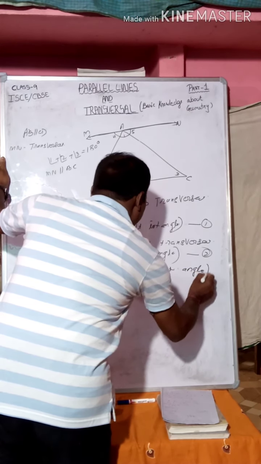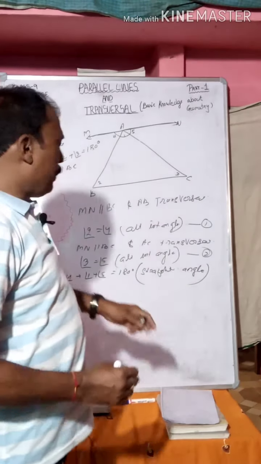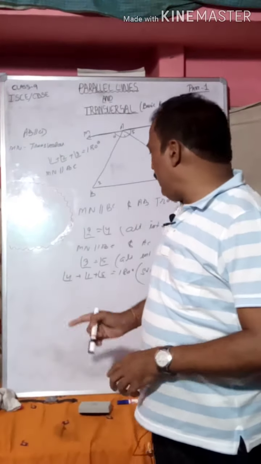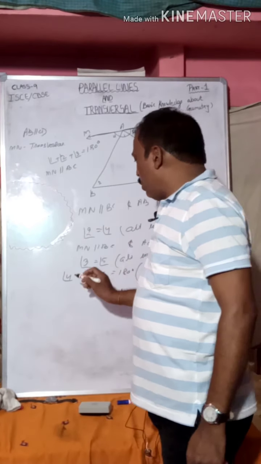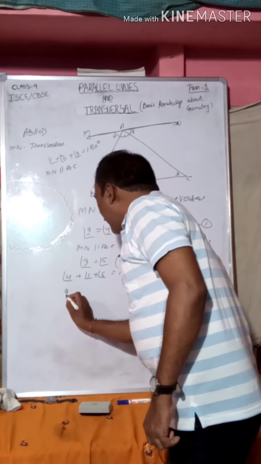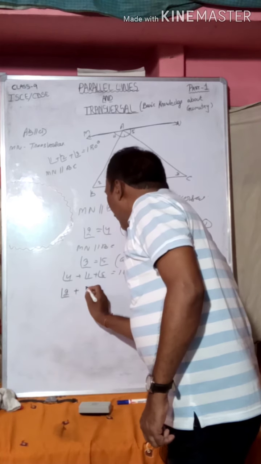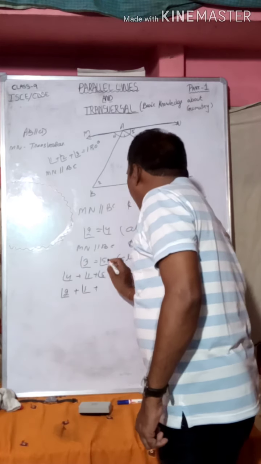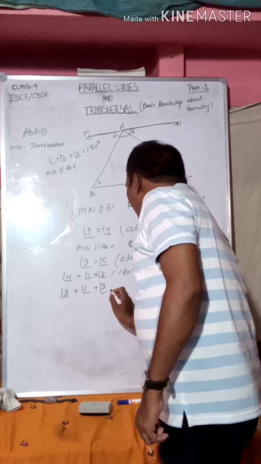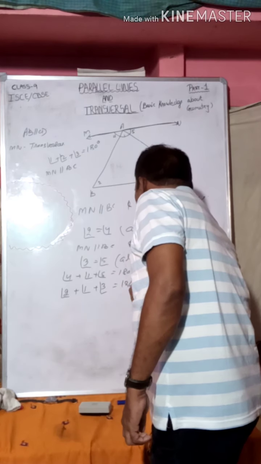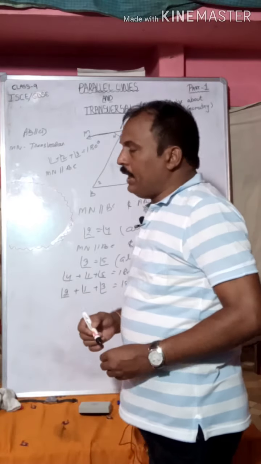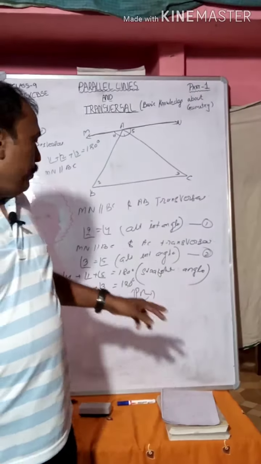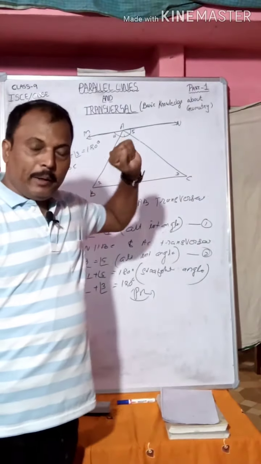Due to straight angle, angle 4 plus angle 1 plus angle 5 is equal to 180 degrees. But angle 4 is equal to angle 2, so instead of angle 4 we can write angle 2. Angle 1 as it is, plus angle 5 which is equal to angle 3, equals 180 degrees. Proved. So angles 1, 2 and 3 are the angles of a triangle.